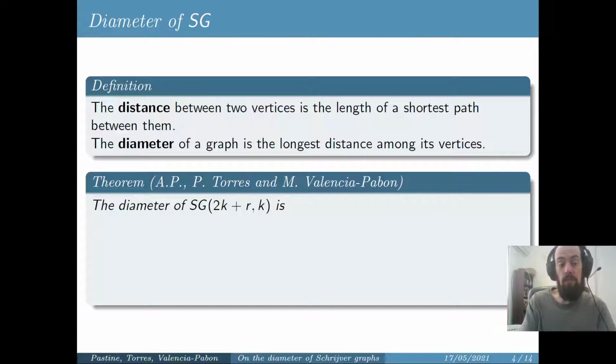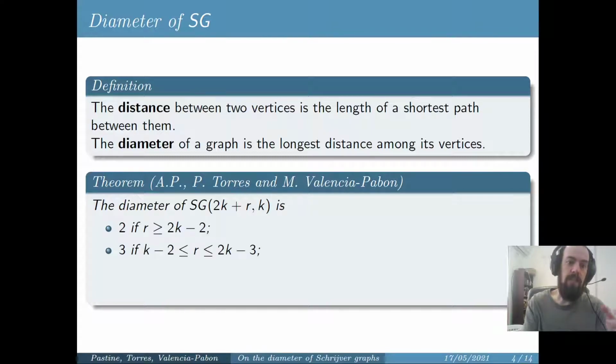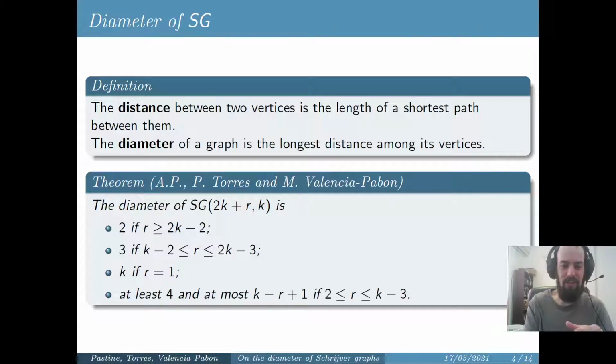The theorem that we have, or the result that we prove, is that the diameter of SG(2k+r, k) is 2 if r is big enough, 3 if r is big but not so big, k if r is really small, and when r is between 2 and k minus 3, the diameter is at least 4 and at most k minus r plus 1.